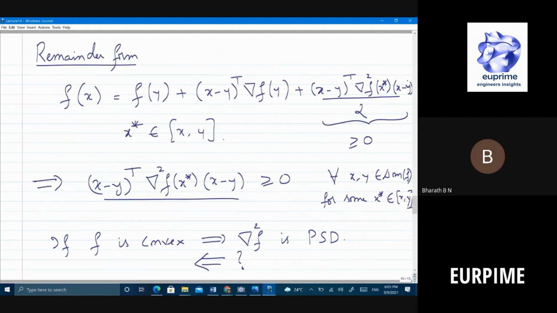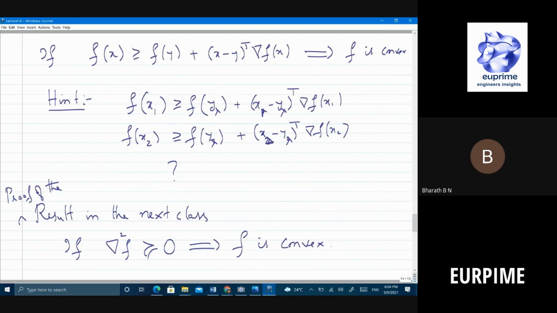Then we also looked at a few other consequences. For example, if you look at the remainder form of Taylor series and use the consequence of the convex function, it turns out that the Hessian is positive semi-definite, right? So the other way is also true. Maybe we will come back again a little later. So I gave some intuition of how to prove it. You write these two equations. So the inequalities are true. Inequality is true for any convex function. So you basically use that inequality to prove.